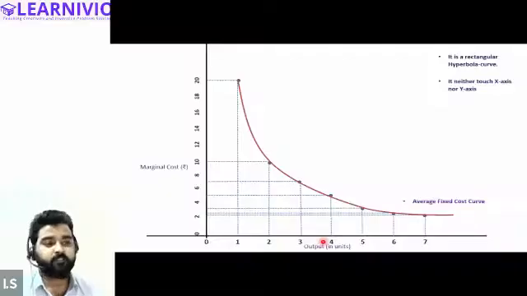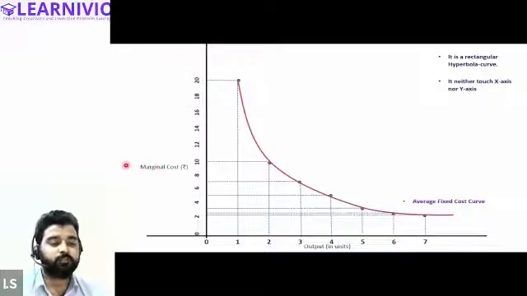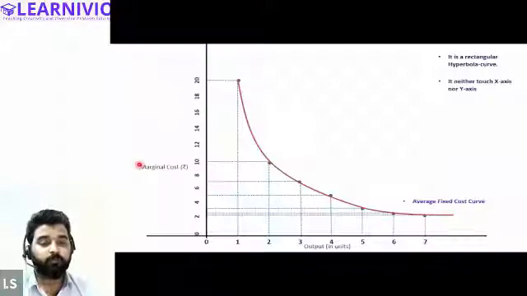Sir, in the graph, is it marginal cost or average fixed cost? Average fixed cost it is. That is what I told you: on the y-axis, we will be presenting the value of the AFC. By mistake, I have written marginal cost here, so you need to correct this.